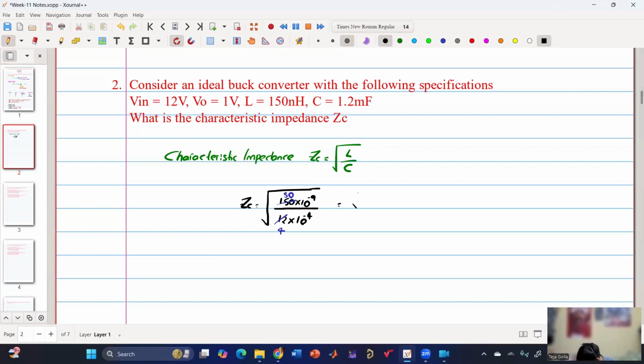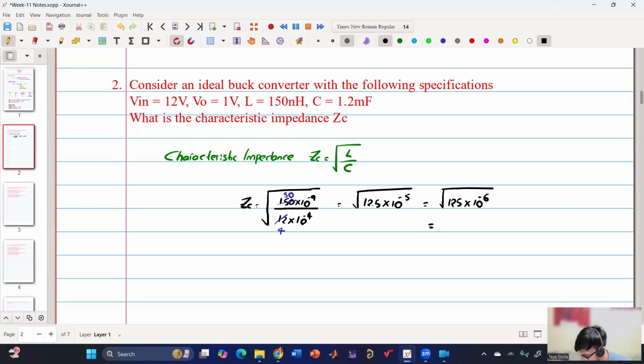So square root of 12.5 into 10 to the power minus 5. If I bring this, it will be square root of 125 into 10 to the power minus 6. So 125 is 25 into 5, right? So 5 root 5 into 10 to the power minus 3.